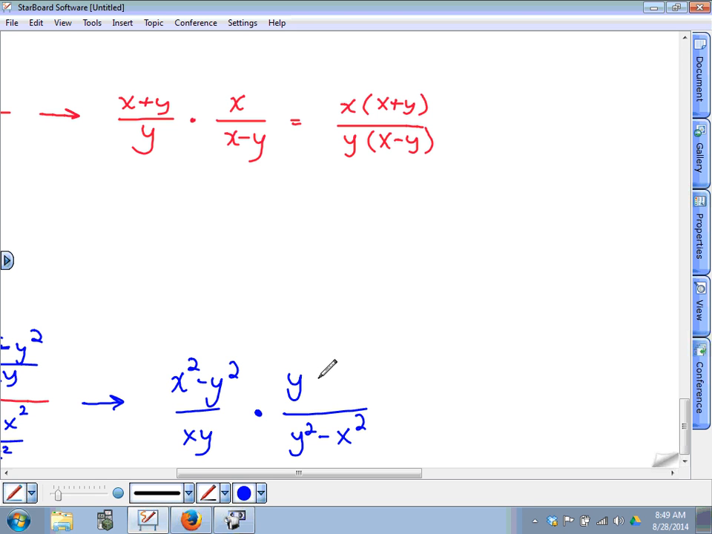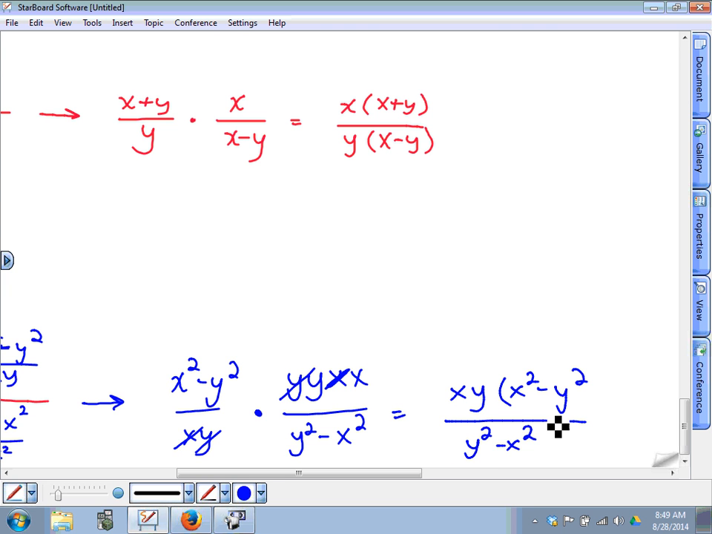So y squared is really y times y, and x squared is x times x. So one of those y's cancels with one of those y's, and one of those x's cancels one of those x's. So we have xy quantity x squared minus y squared over y squared minus x squared.